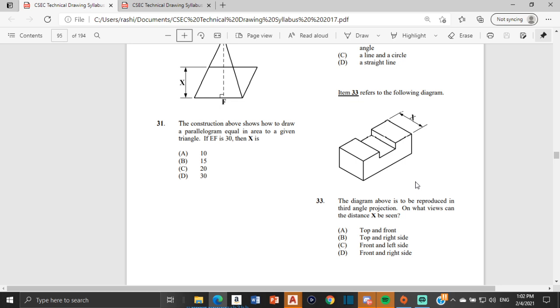If it was first angle, the right would be on the left and the left would be on the right. But in third angle, the right stays on the right and the left stays on the left. So we'll see point x to x when you're looking from the right, and also when we're looking down, which would be the plan view. So the answer would be B, top and right side.